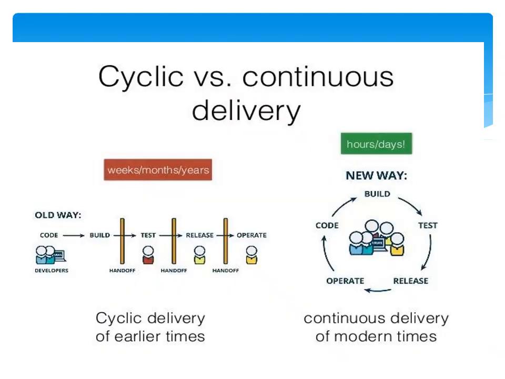This diagram shows the difference between cyclic and continuous delivery. In earlier days, we used cyclic delivery systems. All these processes like coding, building, testing, releasing, and operating were done in a sequential manner. But in the new method, in modern times, all these processes are done in a continuous manner.